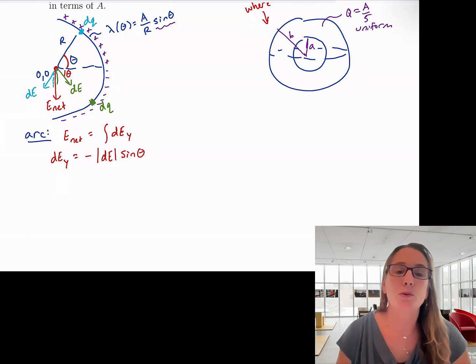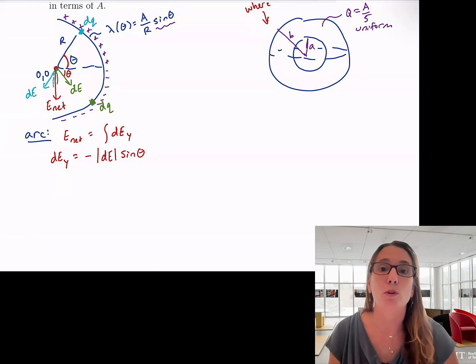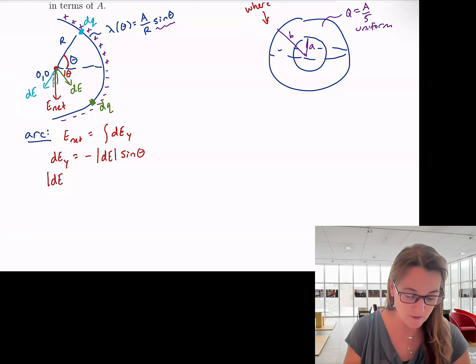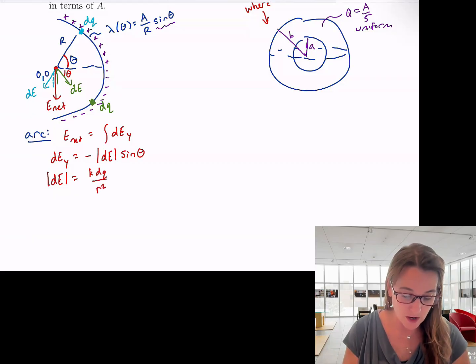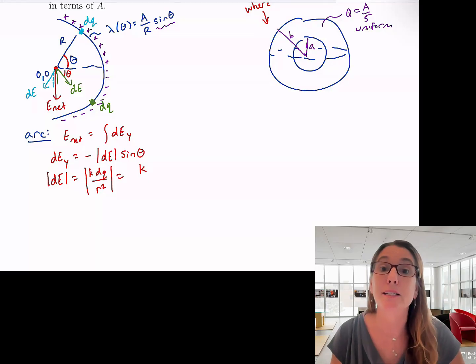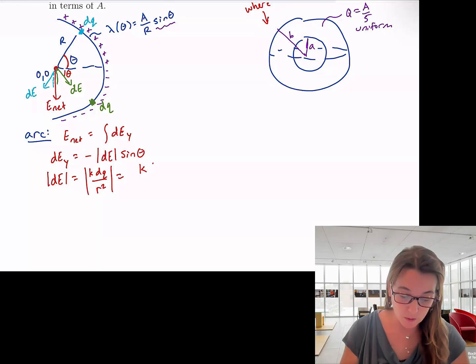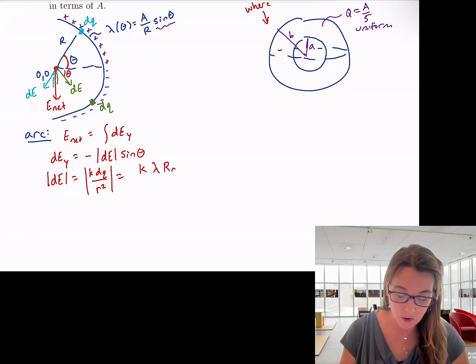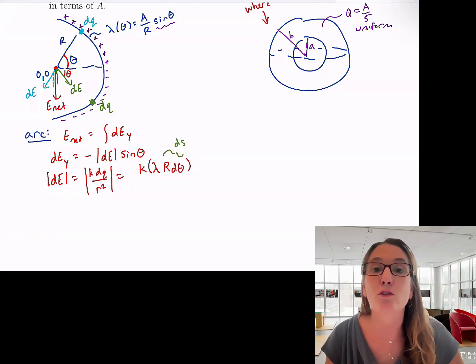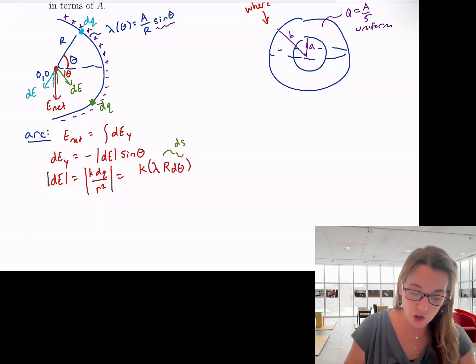In addition, we also need to find the magnitude of dE. So here we found the component in terms of the magnitude, but we want to write out the magnitude of dE. And this is just our k dq over r squared. And we can plug in for each of these values. So dq is going to be equal to lambda ds, where ds for an arc length is equal to r d theta. So that's our dq. And again, r d theta is our arc length for an arc of charge.